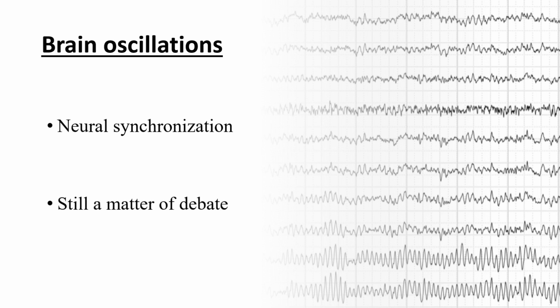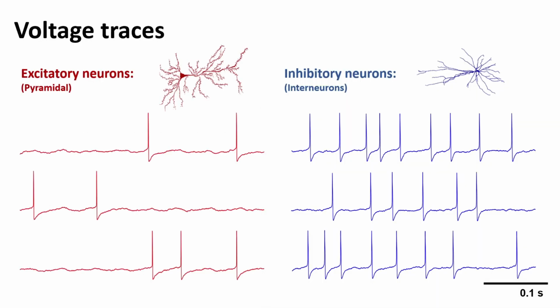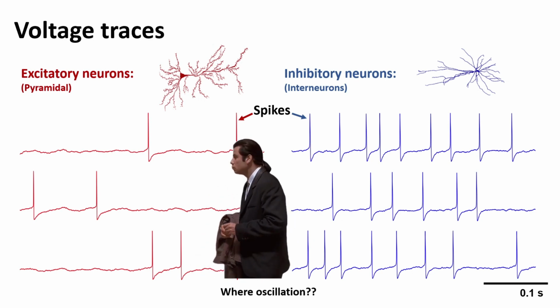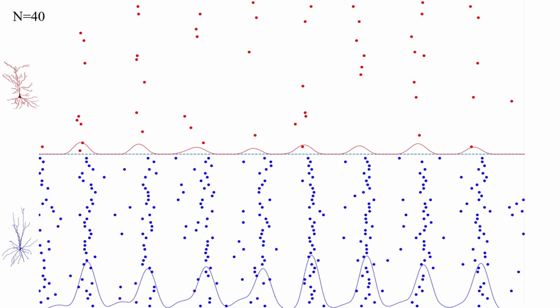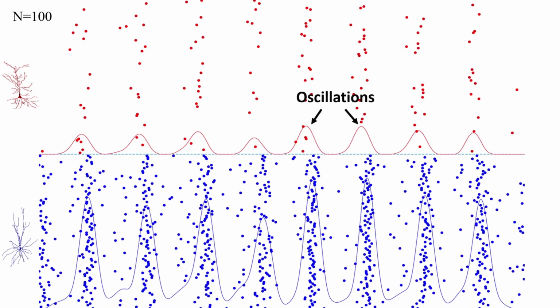What's more, if we were to actually open the skull of the person and look at what the individual neurons are doing, we would probably see something like this. These are the voltage traces depicting the spikes of the two major types of neurons we have in our brains, which are excitatory and inhibitory cells. And it really doesn't look much like there's any synchronization going on, much less any oscillation. And that is because we actually need to add up the activity of many neurons to see that there is indeed an oscillatory pattern going on in the population.